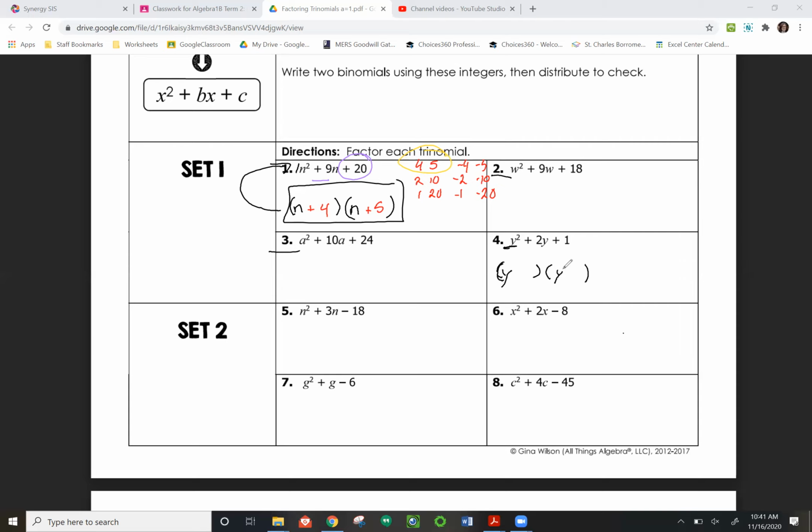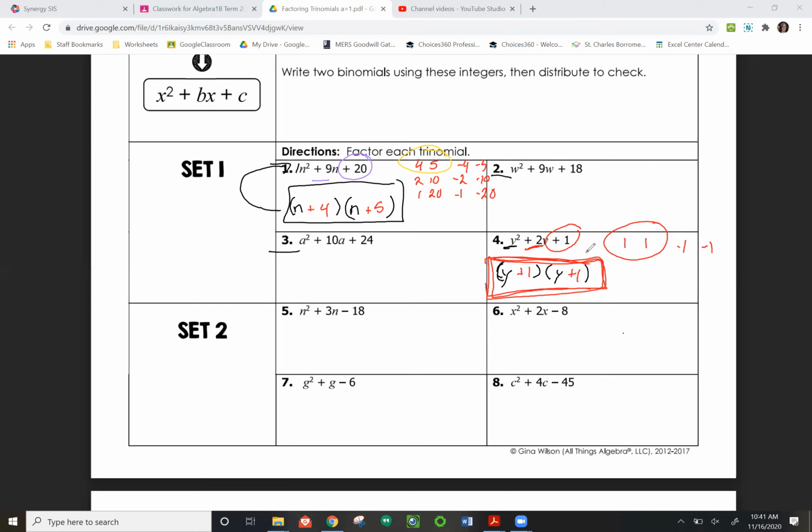Now I need to determine what my two numbers are that go into my binomials. So I think of all the numbers that multiply together to give you 1. Well, 1 times 1 is 1, and negative 1 times negative 1 is 1. But of those two pairs, I also need them to add together to give me a positive 2. My positive 1s, plus 1, plus 1. And we're done.